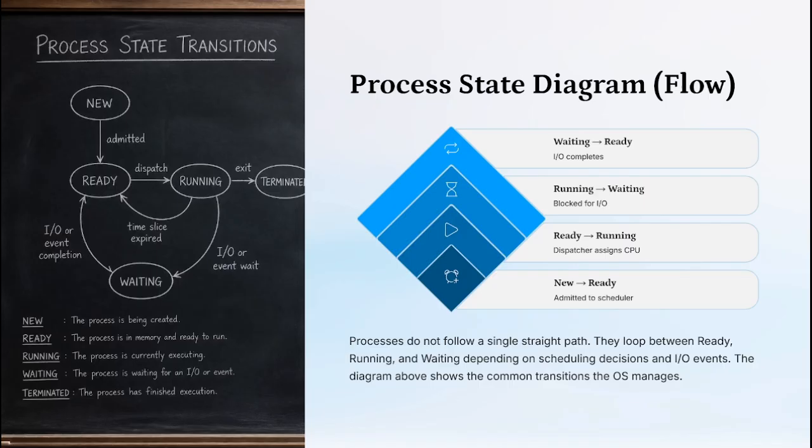Here we can see the process state diagram. Now here is how a process moves between these states. A process starts in new, then moves to ready once it's prepared. From ready, when the CPU picks it up, it moves to running. While running, if it needs something like a file or input, it moves to waiting. Once that input is ready, it goes back to ready, waiting for its next turn. And finally, once all the work is done, it moves to terminated.